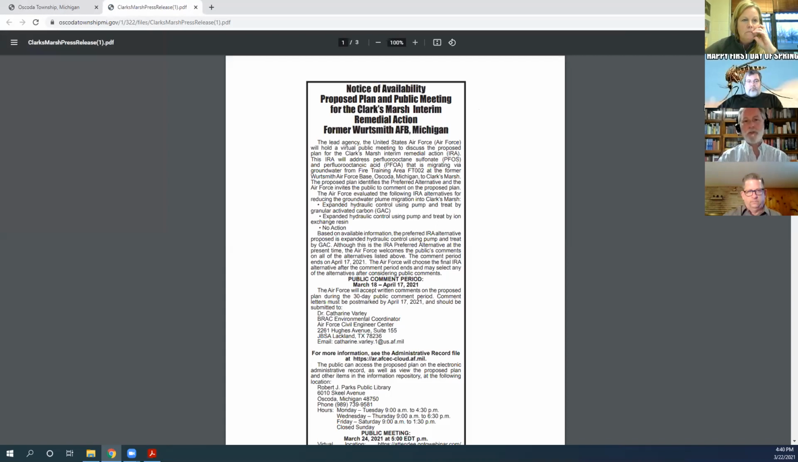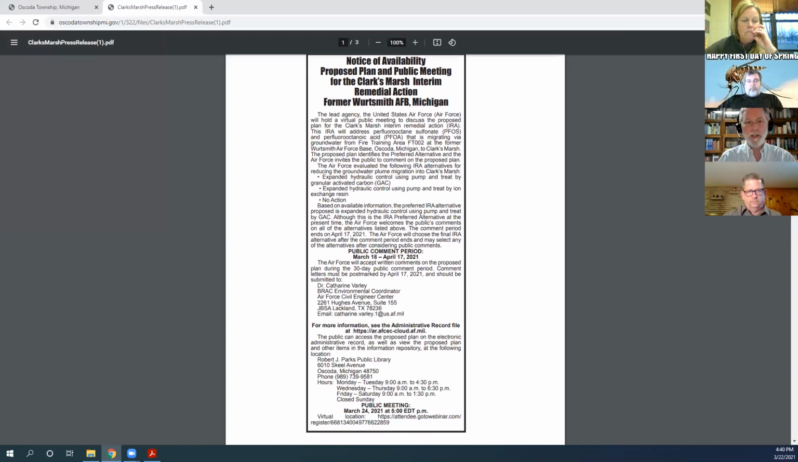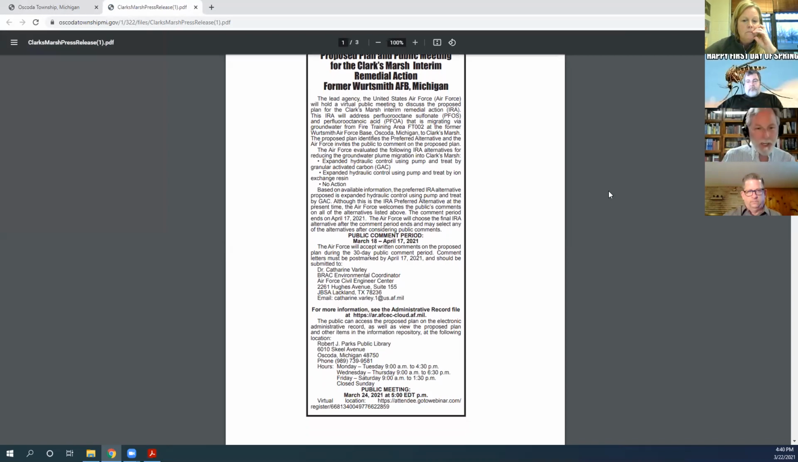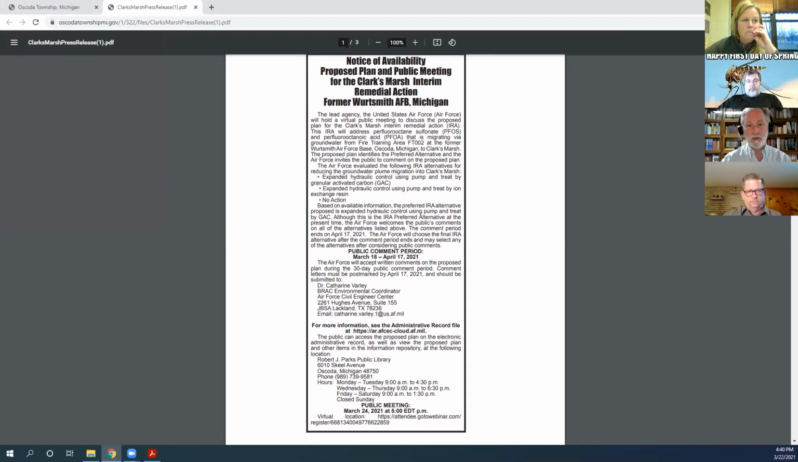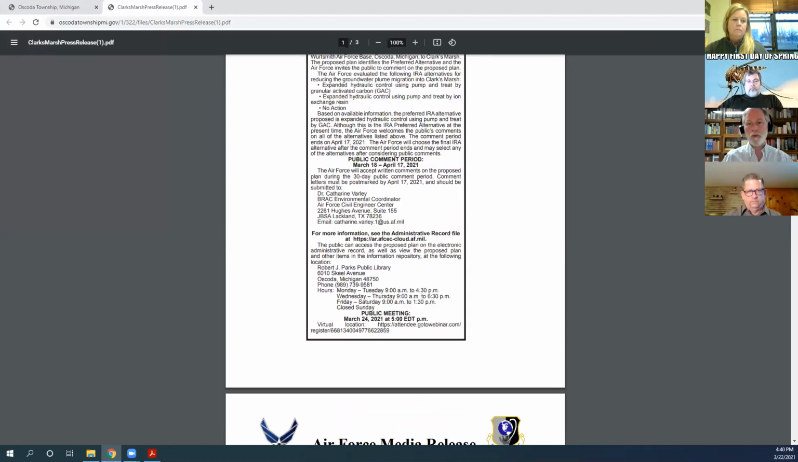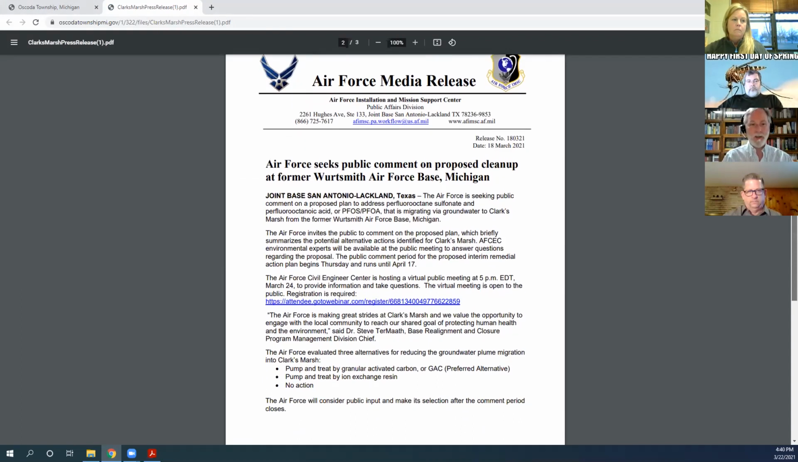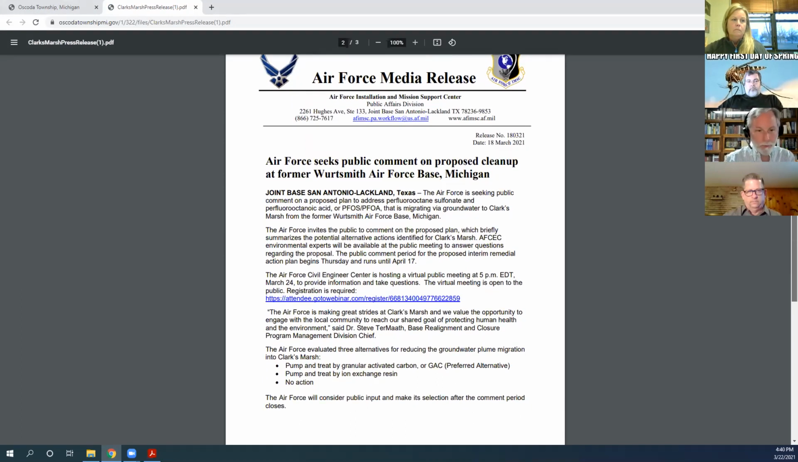And effectively what the Air Force is doing is they've opened up a public comment period that started on, I think it was the 18th of March, and it's going to end on the 17th of April. Yeah, right there in the middle of that page. And so they're looking for comment. Now here, they provide you an address that you could send your comments to. But on the very next page, they're also going to tell you that there will be a public meeting. And that meeting is scheduled for 5 p.m. on March 24th, which is 2 days from now.